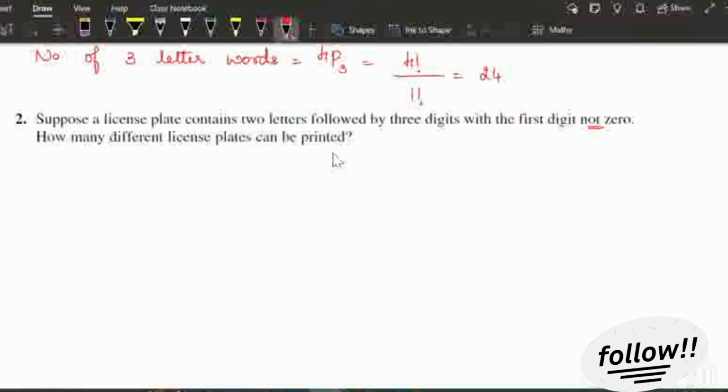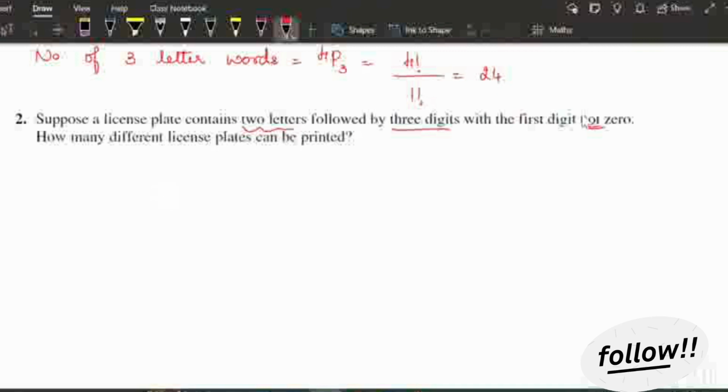So here what you have to observe is we have two types of characters to be chosen from. So we need to have first two letters, right? License plate should contain first two letters, and then it should be followed by three digits, which are going to be three different numbers out of 10 available digits. And the first digit should not be 0.